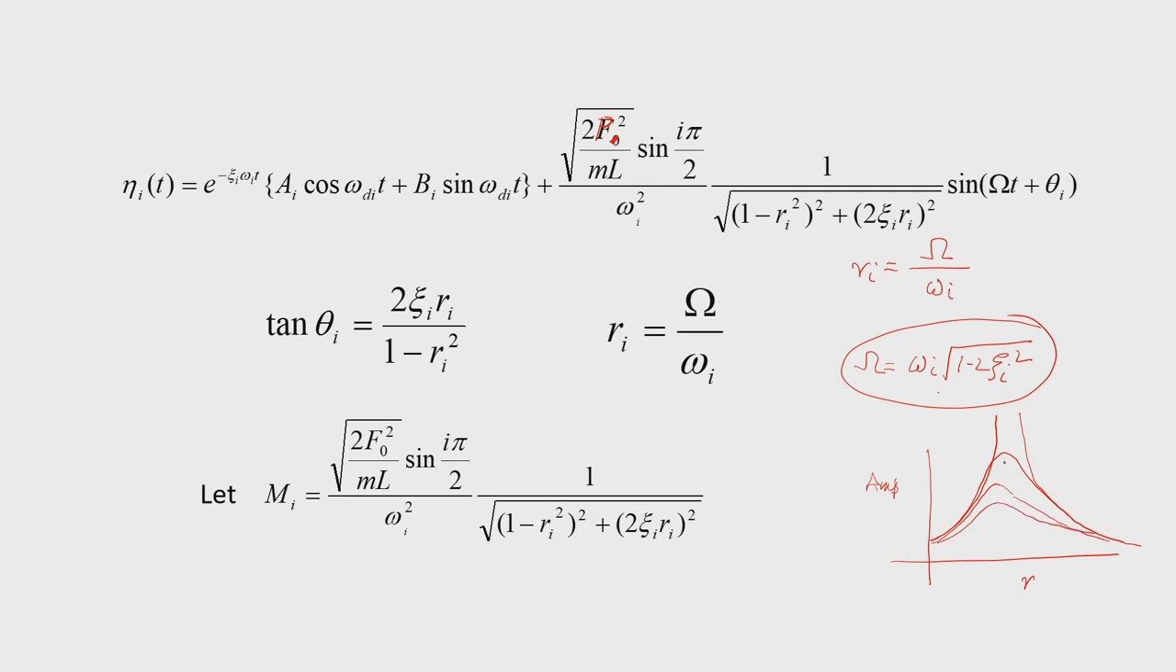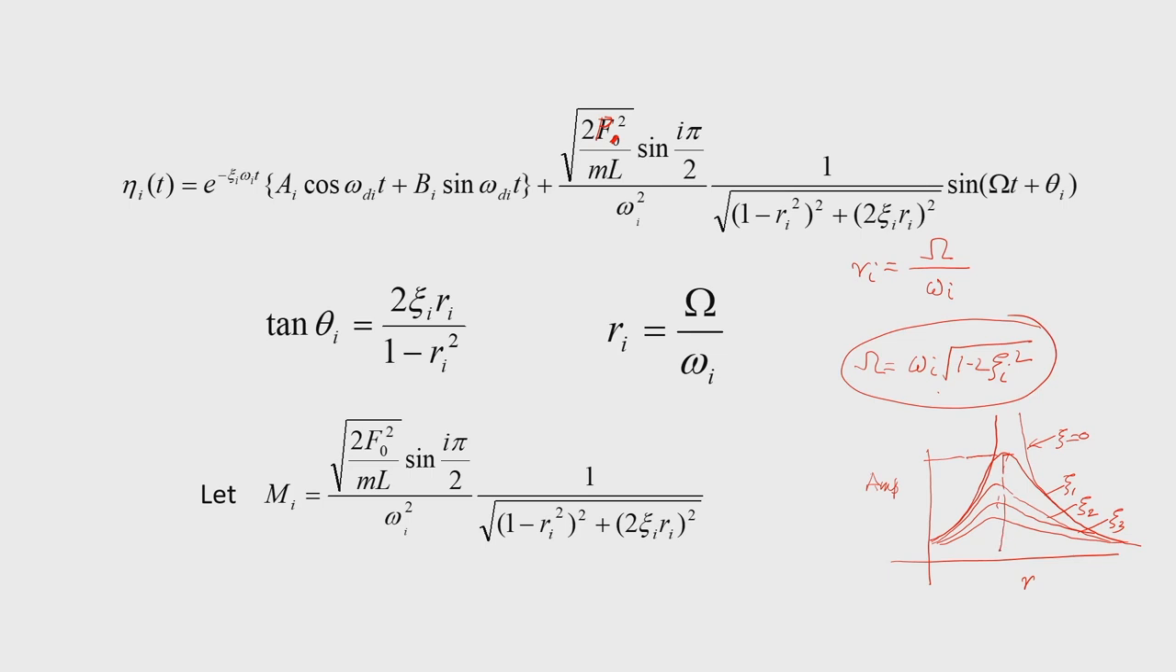With the increase of damping, the peak will shift towards the left. Okay. So that is, for example, xi equal to 0, and here xi is some finite number, xi 1, xi 2, xi 3, etc. So this graph is obtained.